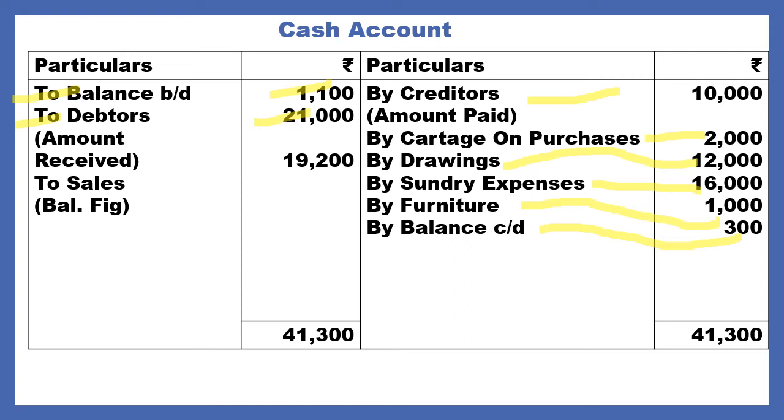Okay, and opening then closing is mentioned. Total comes to 41,300. That means, to cash sales, the balancing figure comes under the debit side. Cash sales 19,200.